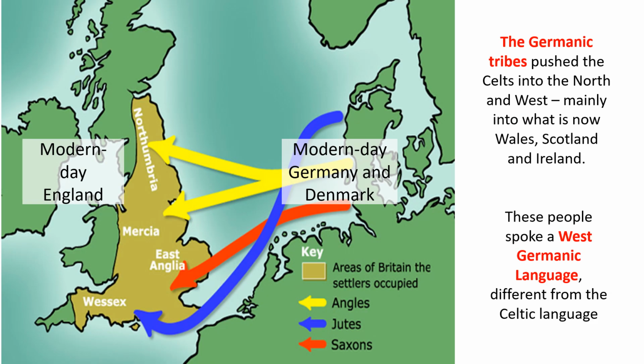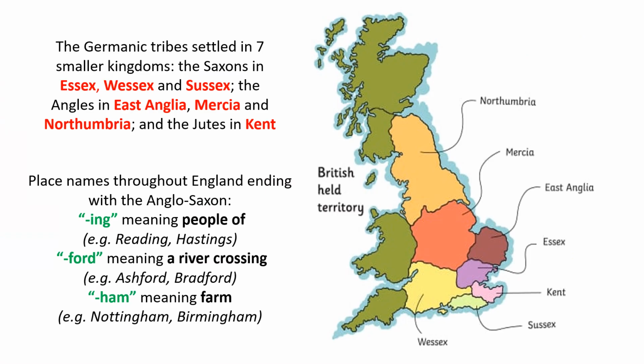The Germanic tribes pushed the Celts into the north and west, mainly into what is now Wales, Scotland, and Ireland. These people spoke a West Germanic language, different from the Celtic language. Those Germanic tribes settled in seven smaller kingdoms: the Saxons in Essex, Wessex, and Sussex, the Angles in East Anglia, Mercia, and Northumbria, and the Jutes in Kent.